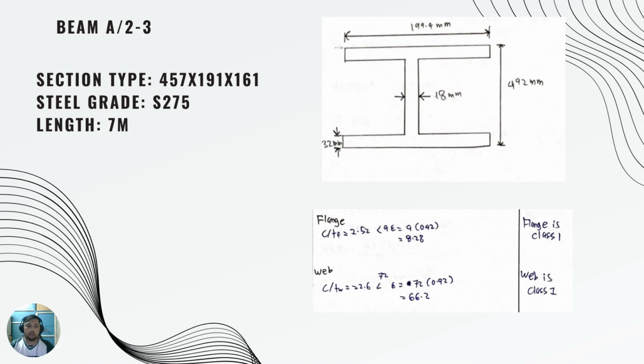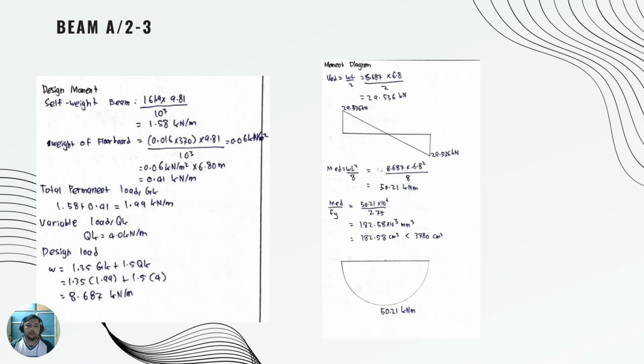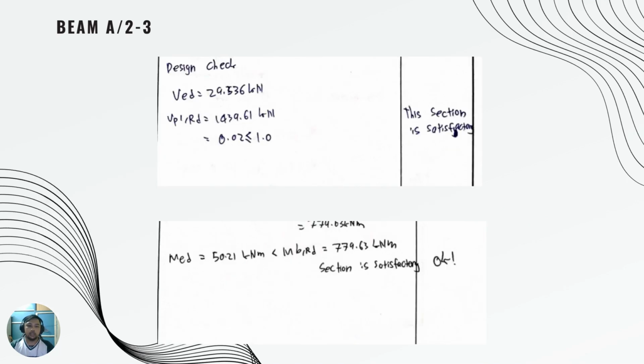For beam A23, the section type is 457x191x161, the steel grade is S275, and the length is 7 meters. The flange and web classification is class 1. The design load for this beam is 8.687 kN per meter. The VED is 29.536 kN and MED is 50.21 kN meter. The design check came out as satisfactory.